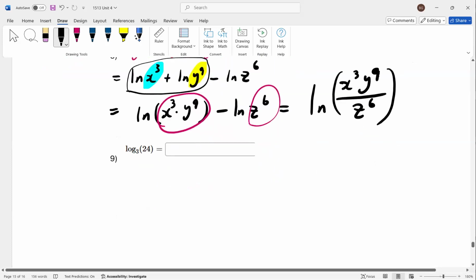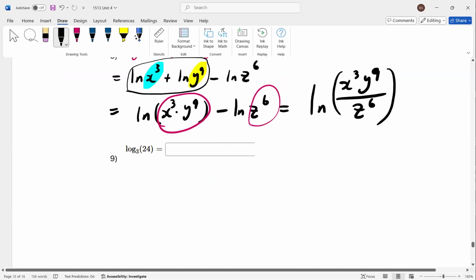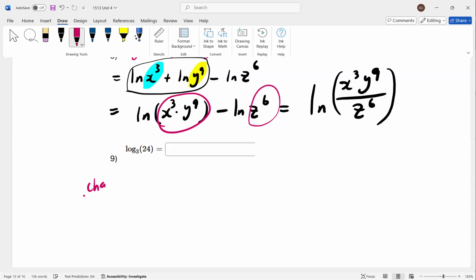Okay. Number 9, log with base 3 of 24. This is to evaluate. This is to apply the change of base formula. So log with base 3 of 24. Couldn't we use the formulas? Probably not, because the argument is 24, the base is 3. I don't see the argument as a power of the base. So we would have to use the change of base formula.